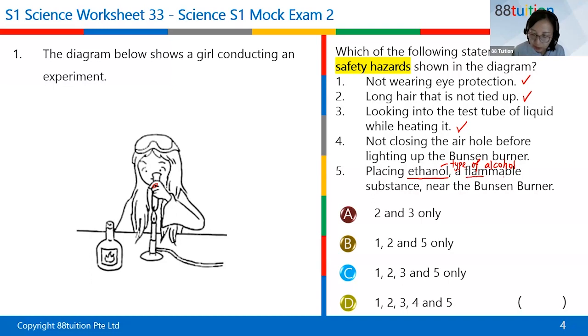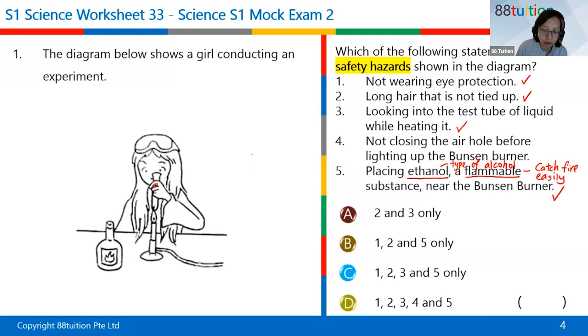So ethanol is flammable. Flammable means catch fire easily. So ethanol should never be put near the flame. If you're trying to heat up the ethanol, you cannot put it near the Bunsen burner. So this is a safety hazard because ethanol will catch fire.